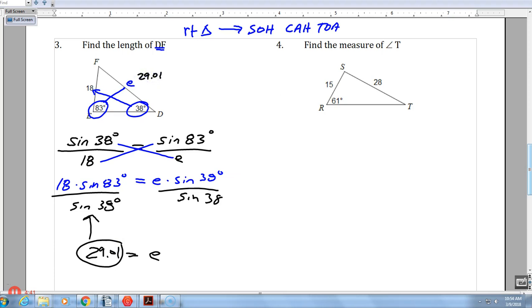I better just see if that jives with my picture. So 83 is bigger than 38, bigger side. So I probably did it right. It's a pretty good chance that I did it right. No blatant violation going on.